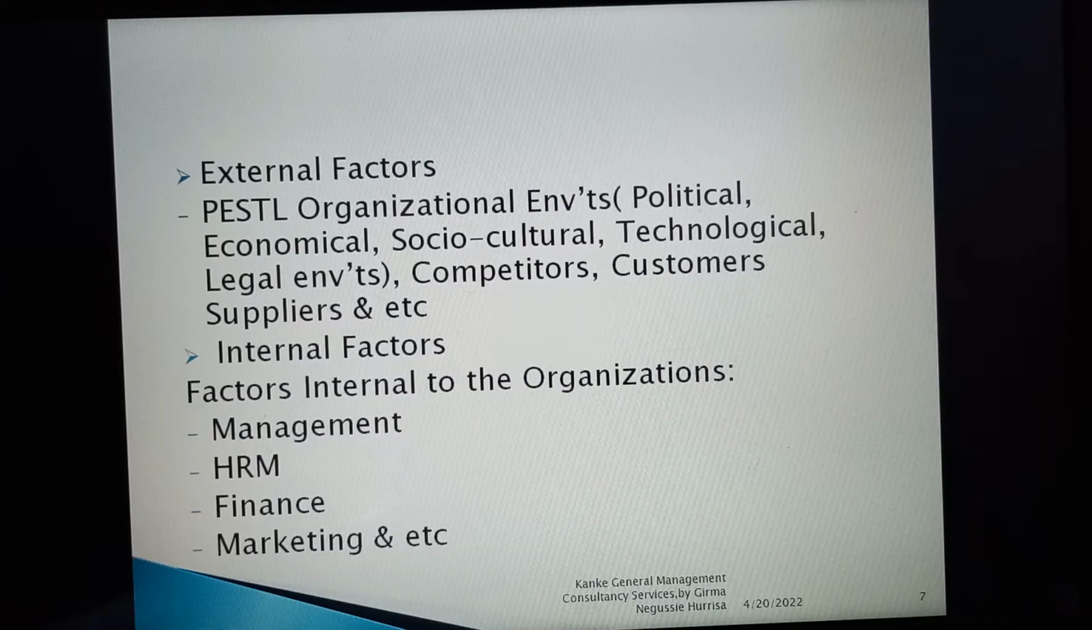While external forces could be the political environment of a given nation or a given community, the economic aspect or the living standard, the socio-cultural aspect of a given society or a nation, technological aspect. It could be from the organizational point of view. It could be from the company point of view. Competitors could be other external forces: the extent to which the given market is stiff in terms of competition, the toughness of competition, customers' preference, what customer demands, what customer needs. We have to update ourselves towards the demand of the customer, preference of the customer, suppliers, it could be raw material suppliers or other material suppliers.